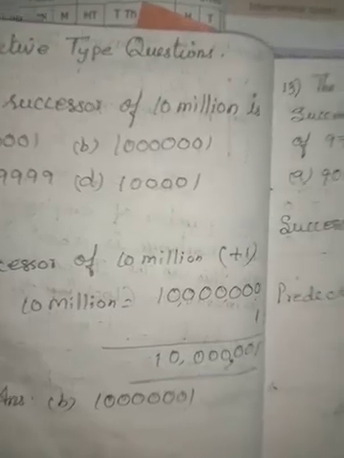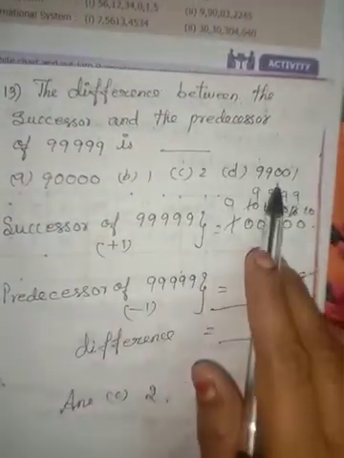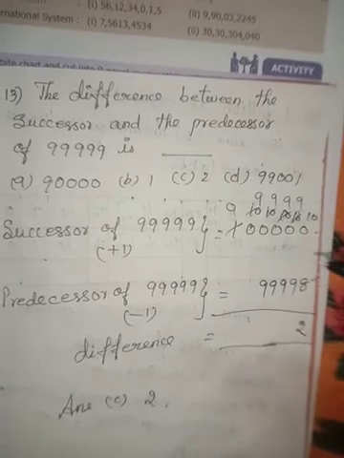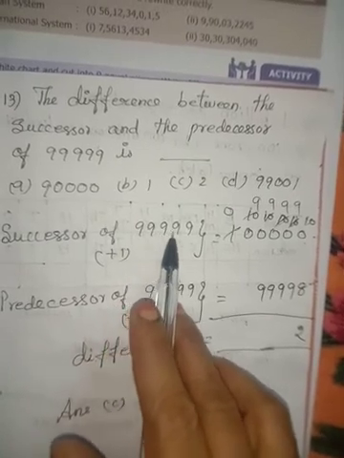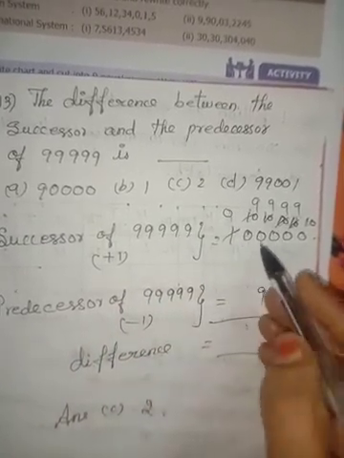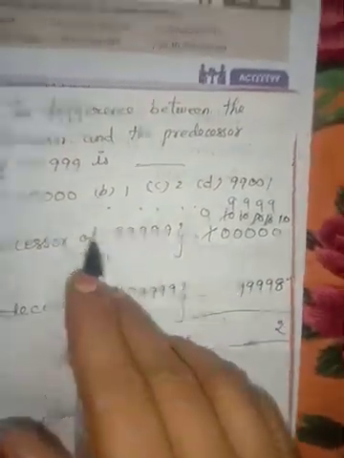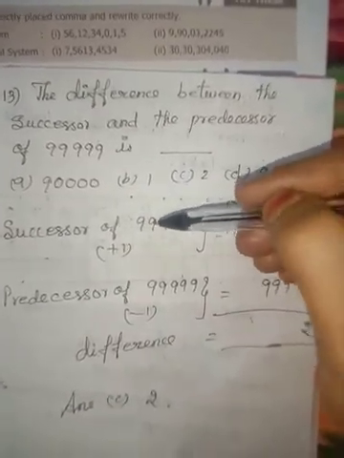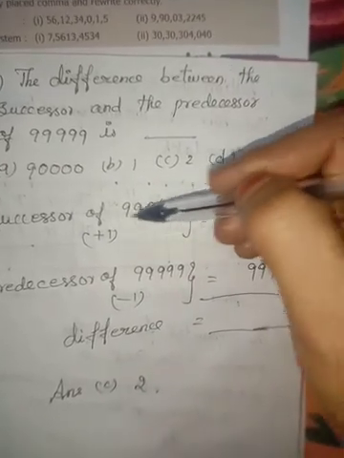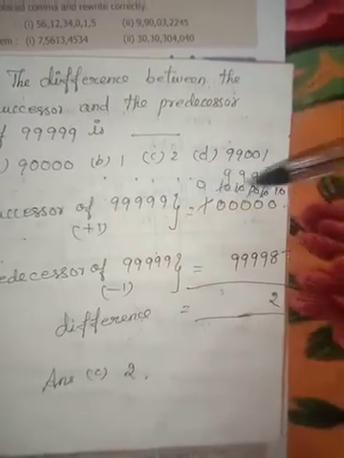Okay, coming to the next one: the difference between the successor and predecessor of 99,999. They have given 4 options. So I have worked out this sum. The successor of 99,999 equals 1 lakh. The successor means when 1 is added to the given number. The given number is 99,999, so when you add 1 to 99,999, we get 1 lakh.